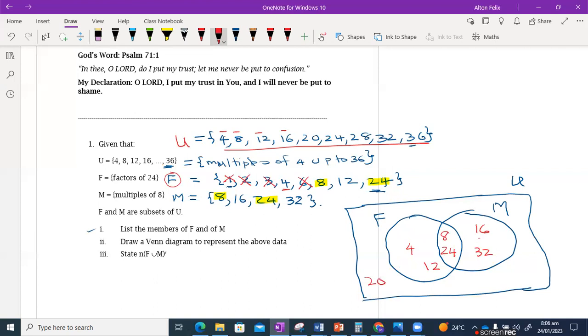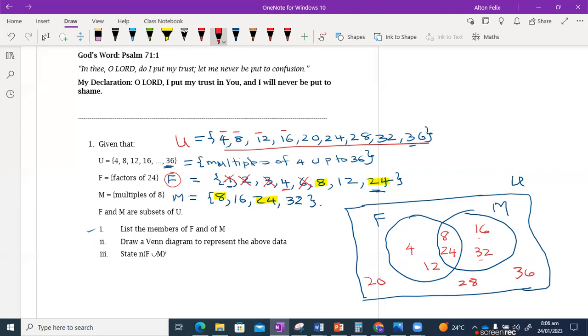What else? 24, yes, 24 is already mentioned there. 28, right, so 28 must go here. 32, it's already mentioned here. What about 36? No, it's not, so let's put 36 here. So that will complete our Venn diagram.